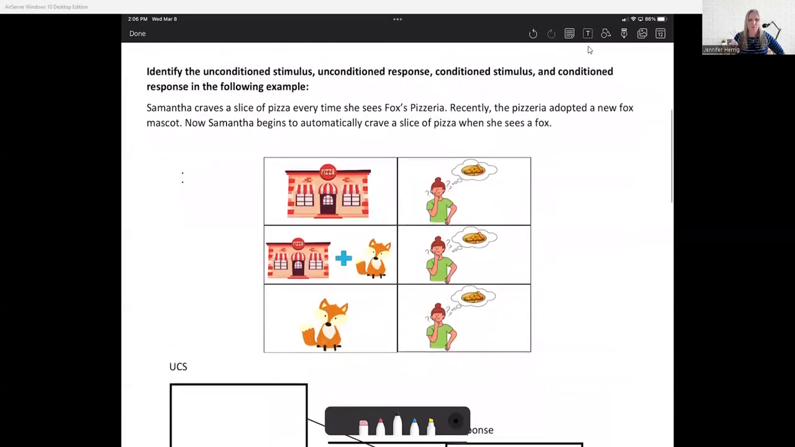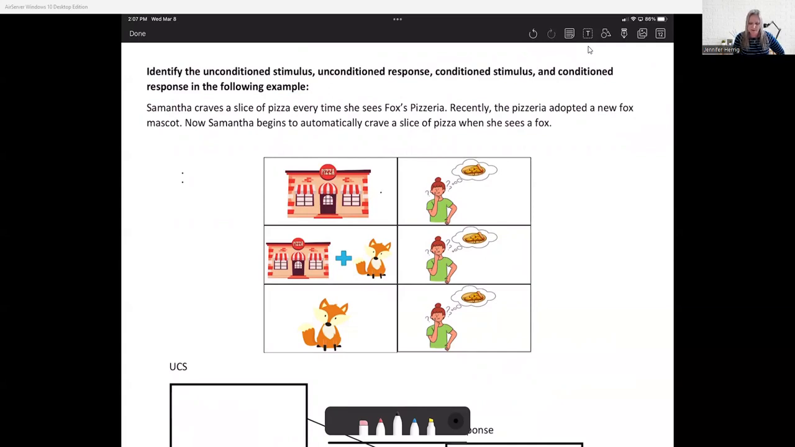All right, so here we're being asked to identify these different components within our example. And what's happening in the example is Samantha is craving a slice of pizza every time she sees Fox's Pizzeria. But now recently, this pizzeria has adopted a new fox mascot. So now she's beginning to crave a slice of pizza whenever she sees a fox. So essentially what we've got going on here is we've paired a pizzeria and a fox so that they both lead to the same response.